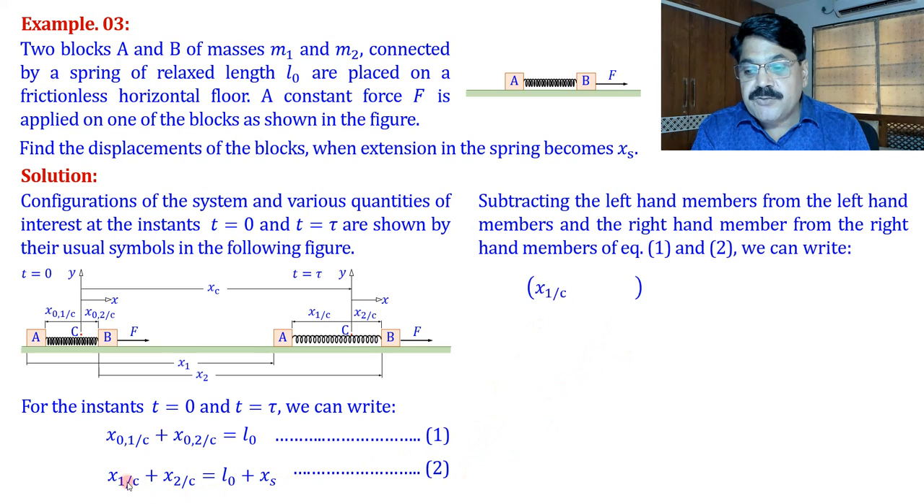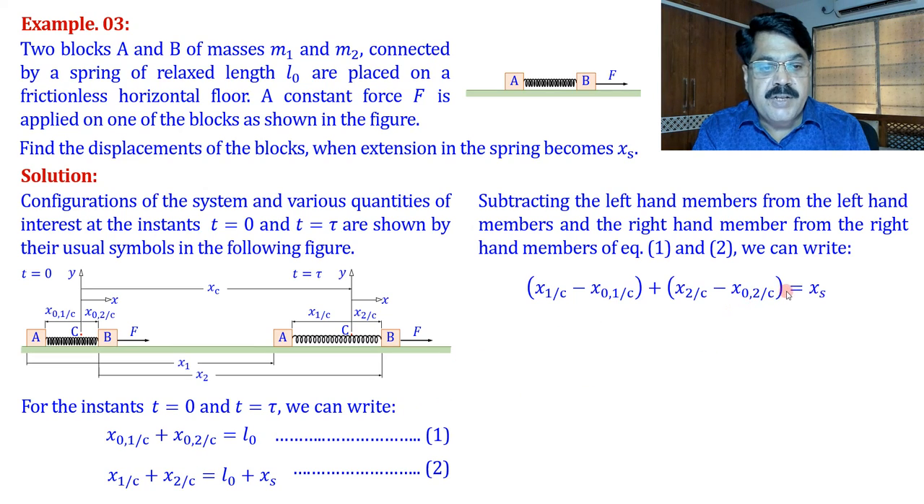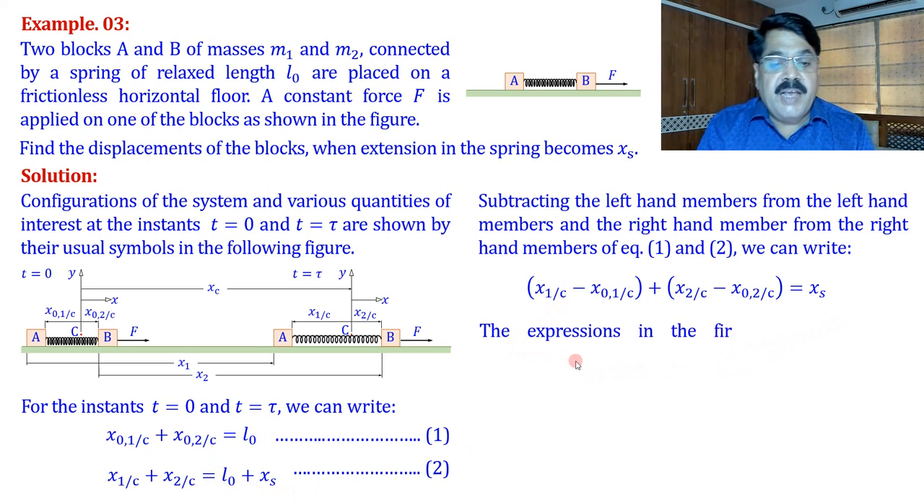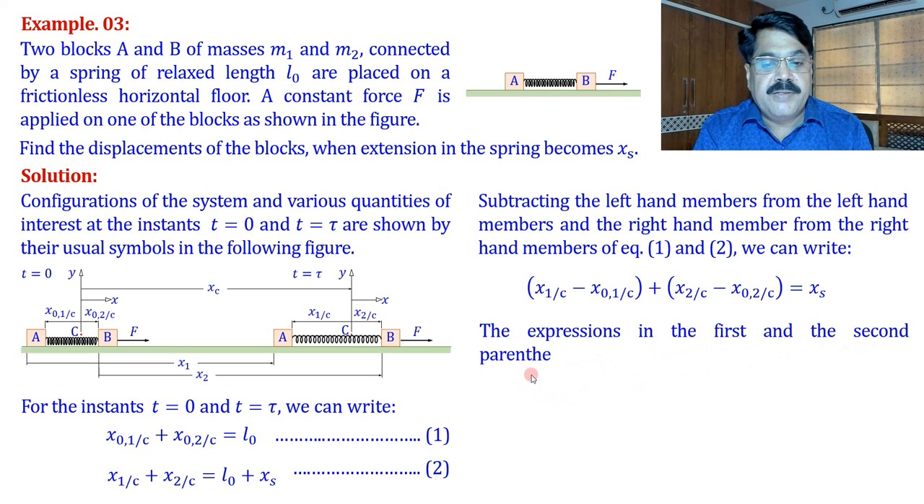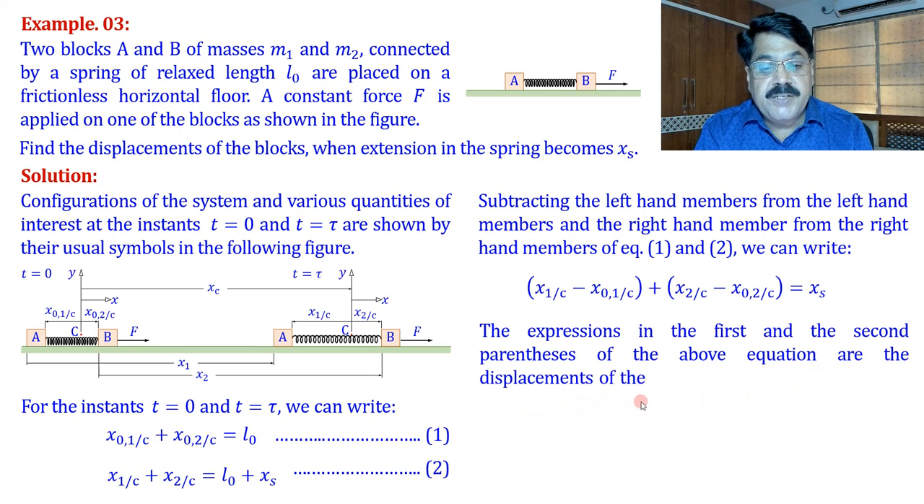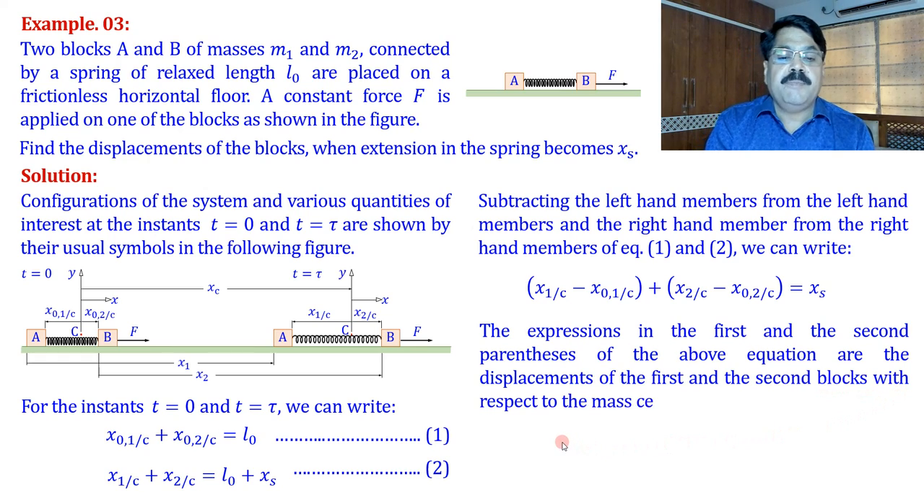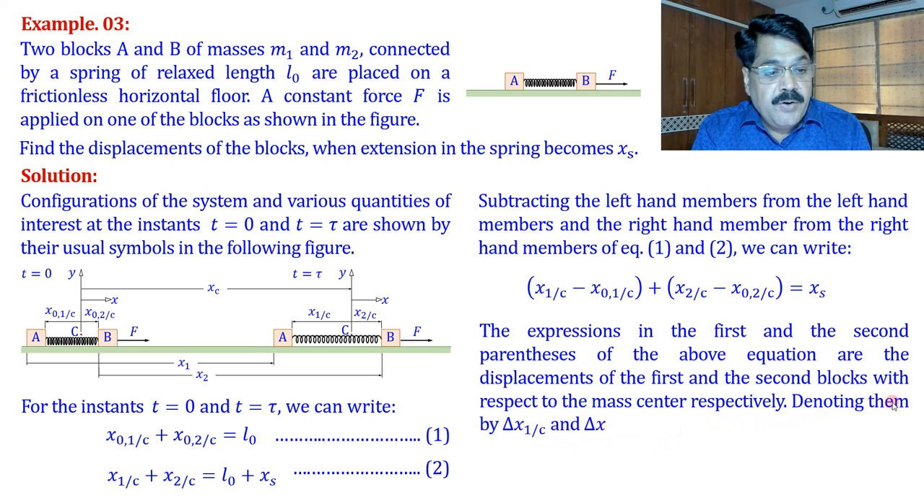x1 with respect to C minus x0 1 with respect to C, and similarly x2 with respect to C minus x0 2 with respect to C, and on the right hand side we get only xs. The expressions in the first and the second parenthesis of the above equation are the displacements of the first and the second block with respect to the mass center. Why that displacement? Let us see. Denoting them by delta x1c and delta x2c, what can we write?